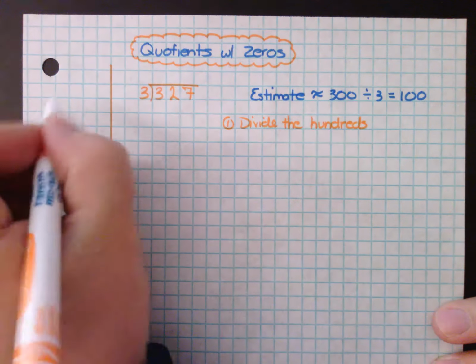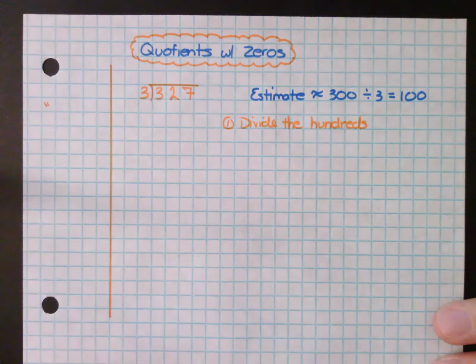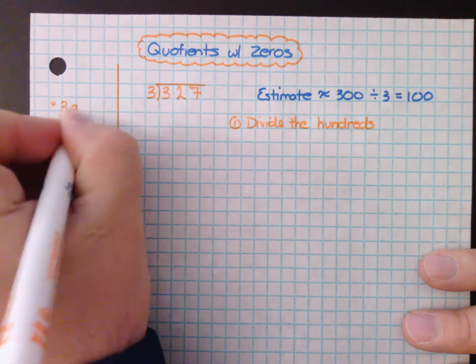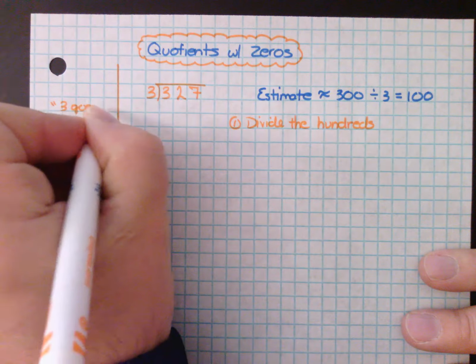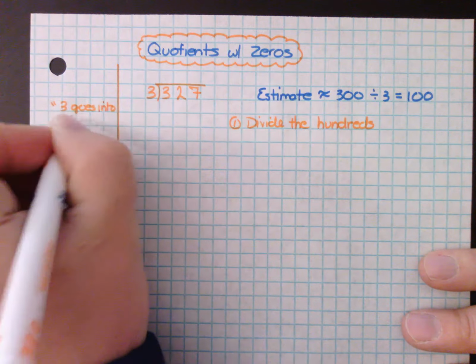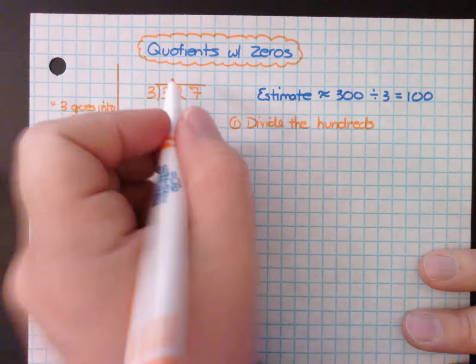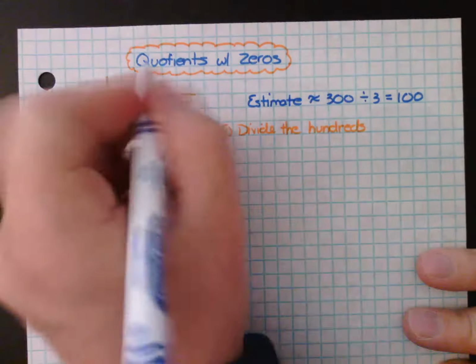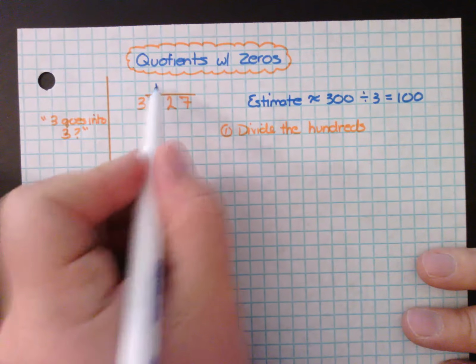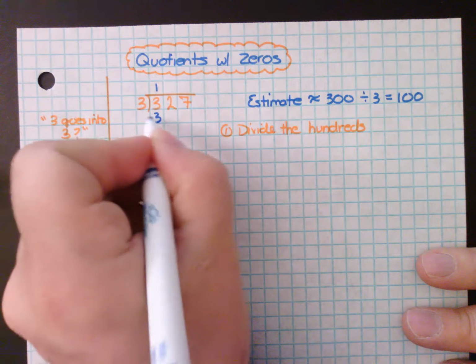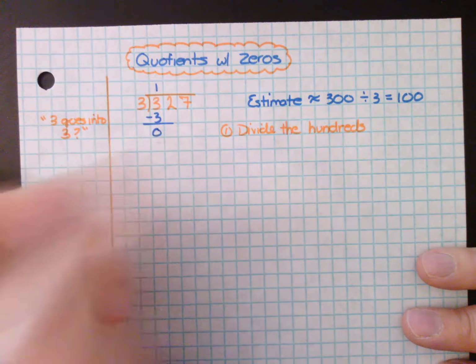And the big question is, and I have like a little column here, similar to Cornell notes, 3 goes into 3? Question mark? Well, yes, it does once. So now I can multiply and subtract. 1 times 3 is 3, and then I subtract, and I get 0.